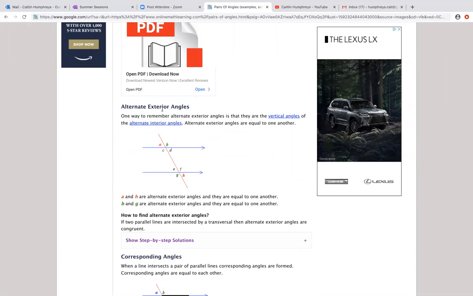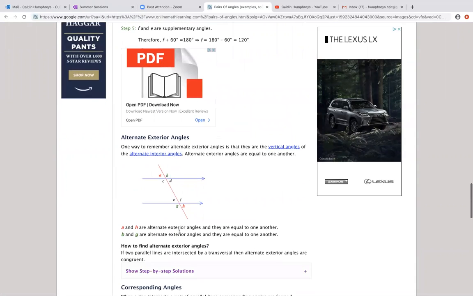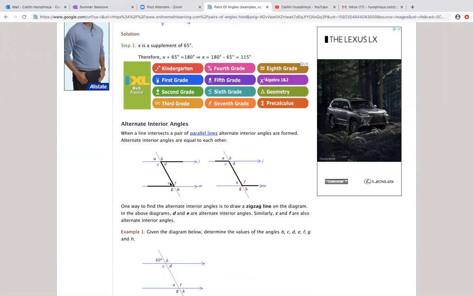So we're going to look at alternate exterior here. We see that it's exactly what we said. It is the outsides and they are on opposites. They are equal to one another. Alternate exterior. Then let's see if they have alternate interior.